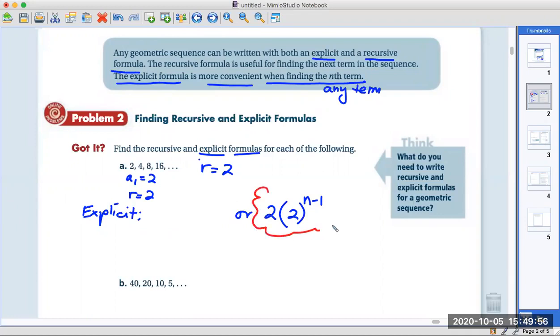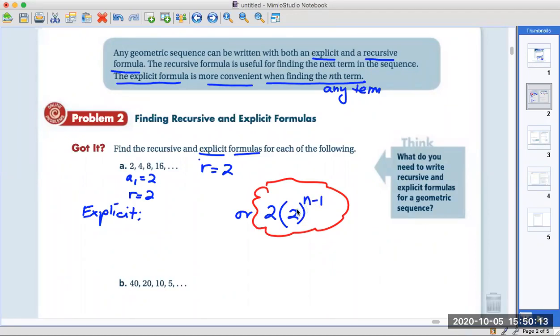First number times common ratio to the power of, it's always n minus 1. You always take away 1. Let's say you want to find the 90th number, you take 90 minus 1, you raise it to the power of 89.